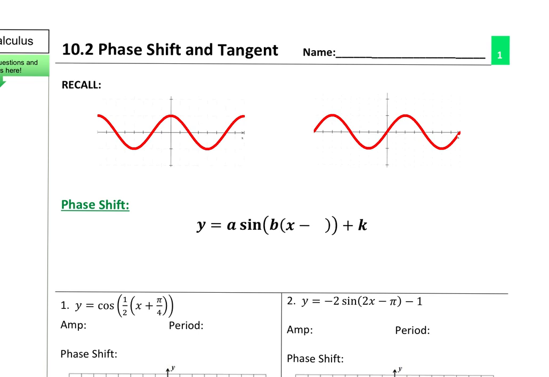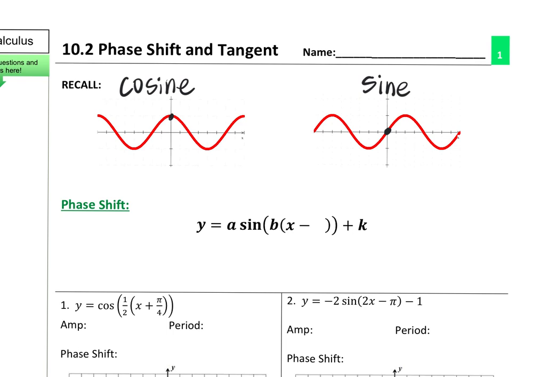I want you to recall the graphs that we did before with sine and cosine. Do you recognize which one is which? You are right. This first one here is our cosine graph. How do you know it's the cosine graph? Because you see it's starting at the max right there, right? And of course, sine is our one that starts at the origin, so it's easy to pick out.